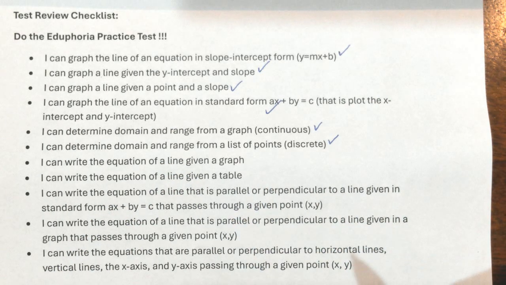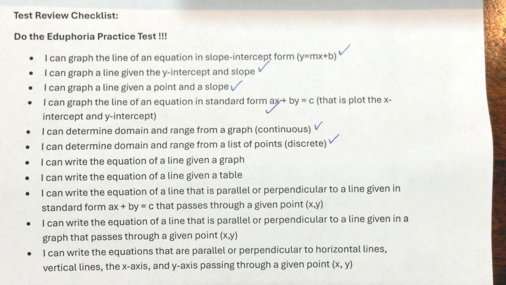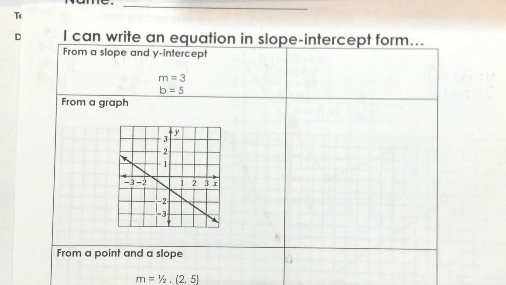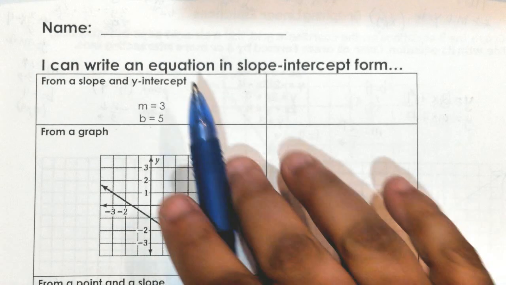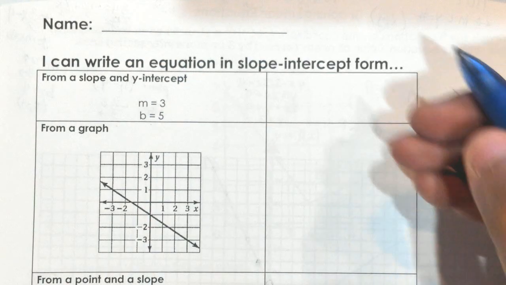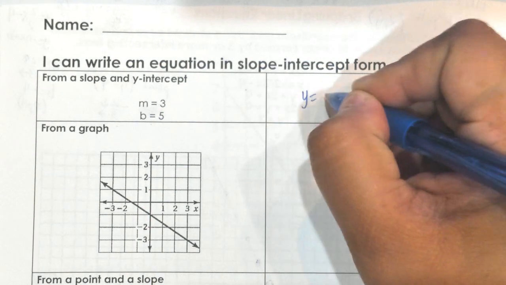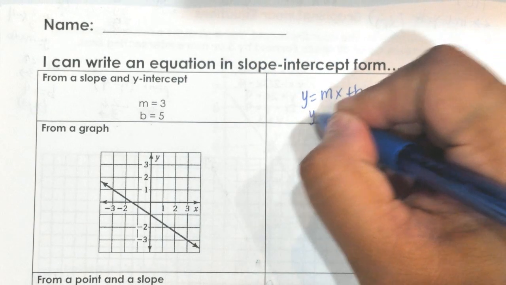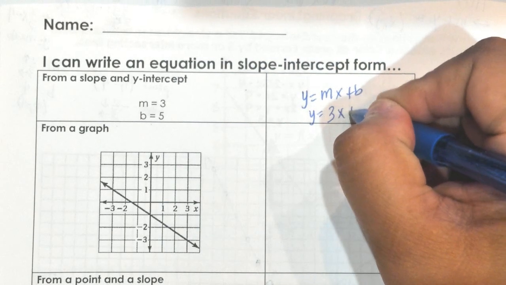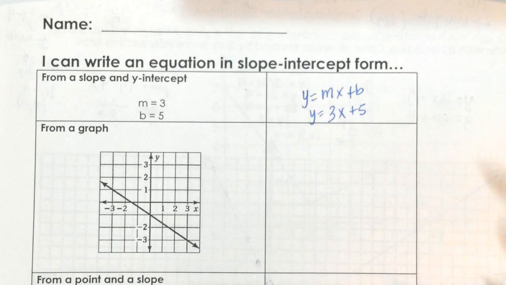Now, can I write an equation given a graph and a table? So I'm looking at this right here. Can I write an equation in slope-intercept form if I give you just the slope and the y-intercept? Of course you can. Y is equal to mx plus b. So all you have to do is put in your slope, put in your y-intercept, and you're done. But that's not going to be your test question because that's too easy, okay?